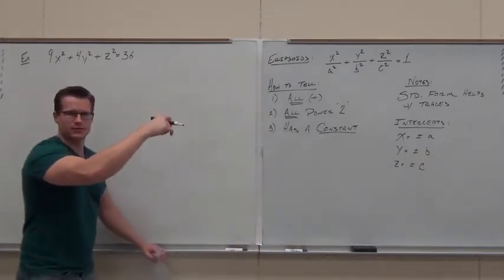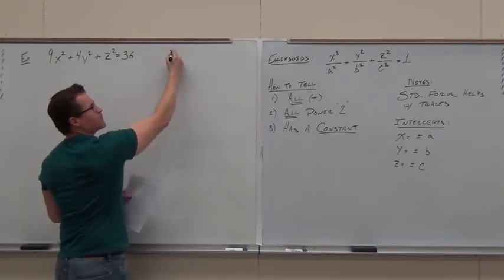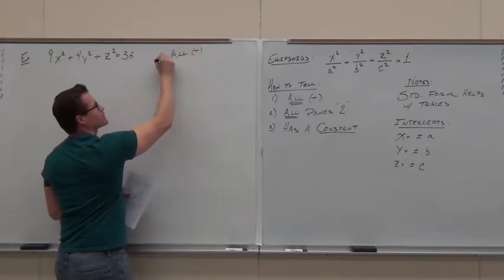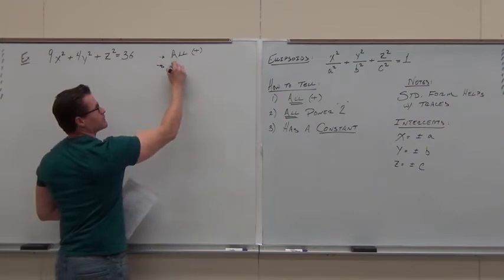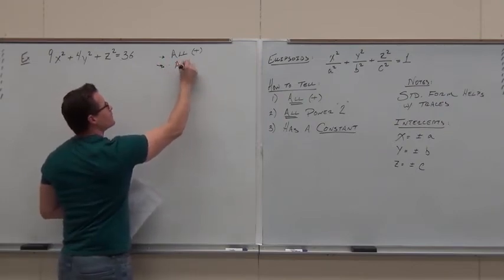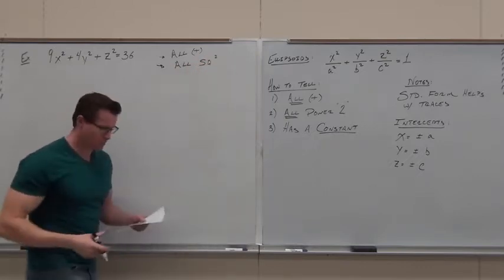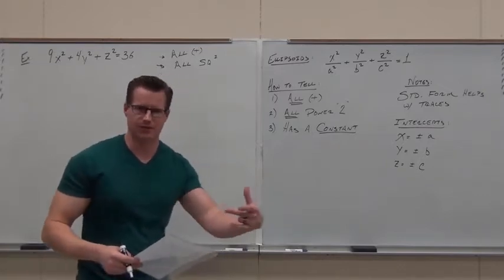Remember how we write down everything that we know? Please still do that. So I know that everything is all plus, all positive. Looking good. It's all squared, power 2. And with that constant, that is what's giving us the ellipsoid.